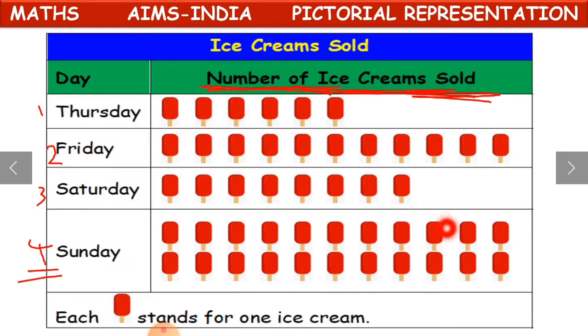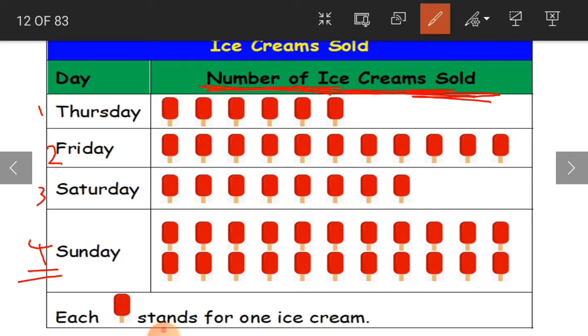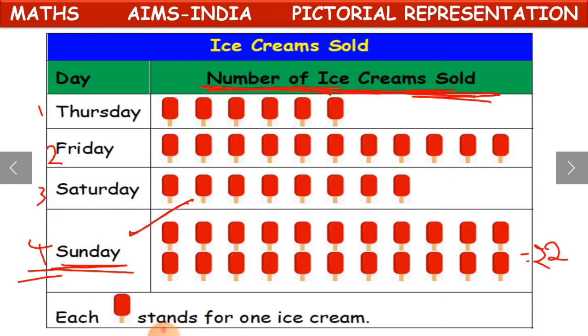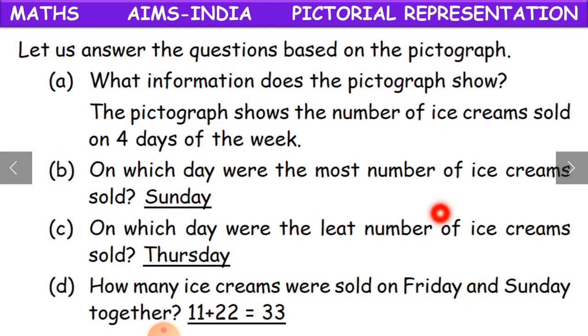By looking at it, on which day were the most number of ice creams sold, children? Yes, on Sunday. On Sunday, the most number of ice creams were sold. And what is the count? 22 ice creams were sold. See here, 22 ice creams were sold on Sunday. So Sunday becomes the day on which the most number of ice creams were sold.